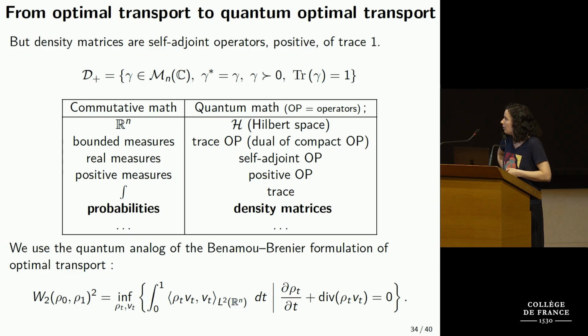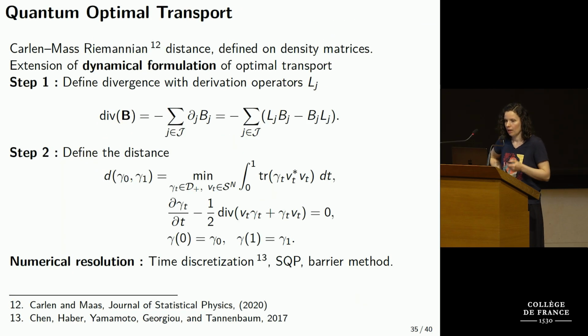We need to redefine the scalar product. Actually, we also need to define somehow the product here, and more crucially we need to define an analog of the divergence operator. So what we use is the Carlen-Maas Riemannian distance defined in this paper in 2020, which is really the extension of this dynamical formulation of optimal transport.